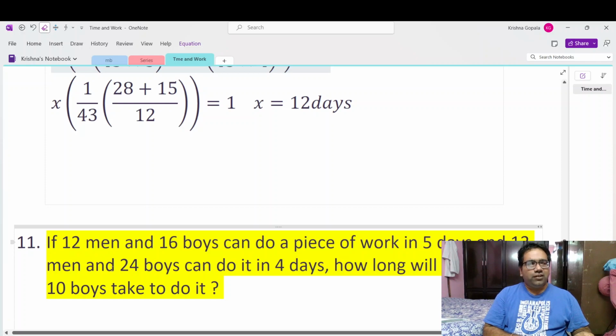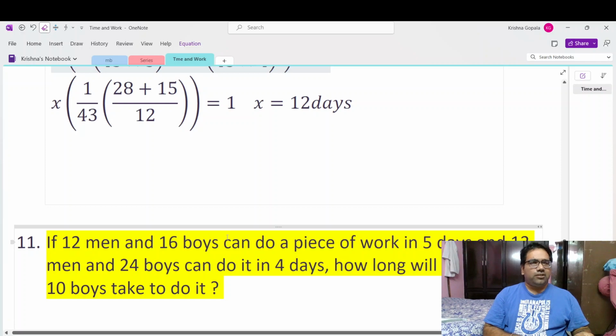Then 12 men, 12 into 1 by x, right? Into 5 days, because they are working for 5 days. So 5 into 1 by x, daily 1 by x. Okay, 5 by x into 12 men. That is 5 into 12 into 1 by x, because we are assuming x days.